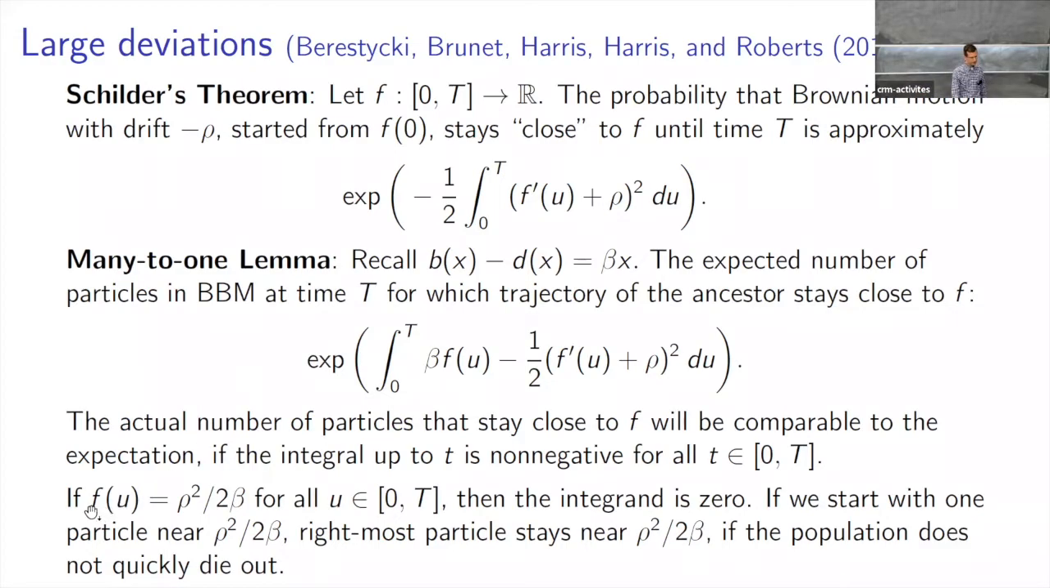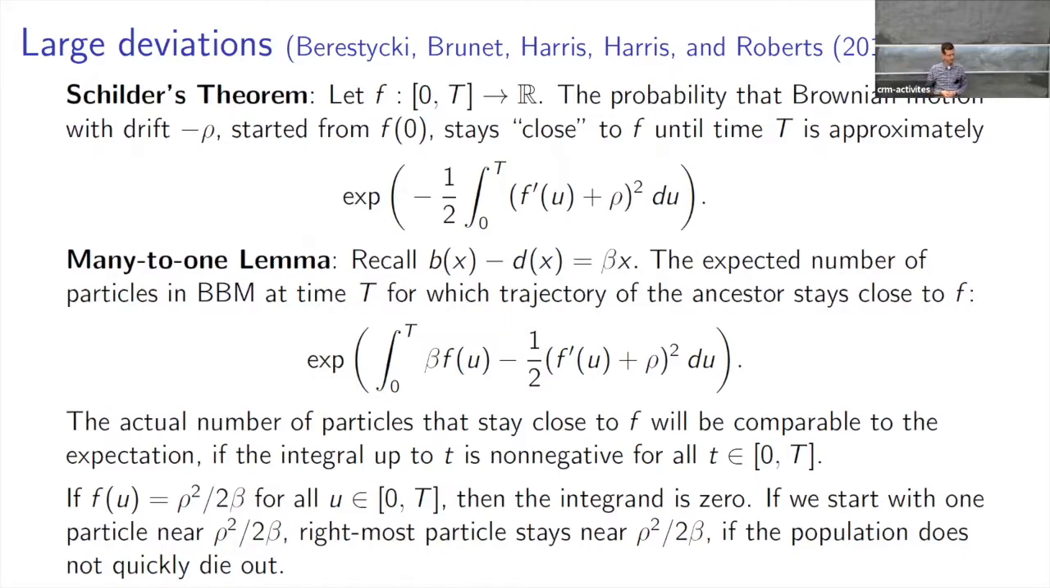Let's consider the constant function where f of u is equal to rho squared over 2 beta for all u between 0 and t. So then this integrand is always equal to 0. Let's suppose then we start out with one particle near rho squared over 2 beta. Now, one thing that could happen is that the descendants of that particle could just quickly die out. And the large deviations heuristics don't really capture that very well. But assuming that the particles don't just quickly die out, what this tells us is that we would expect the number of particles close to rho squared over 2 beta to stay roughly a constant, or to stay order 1 over time.